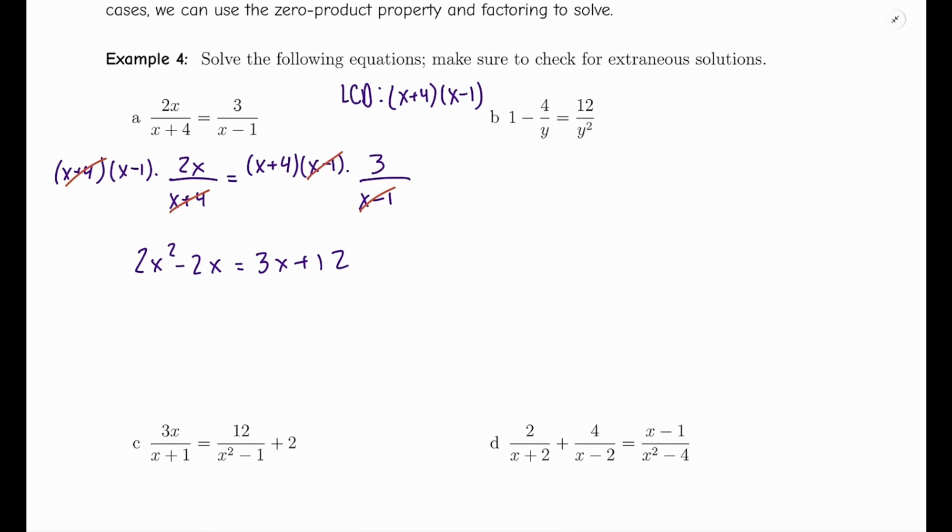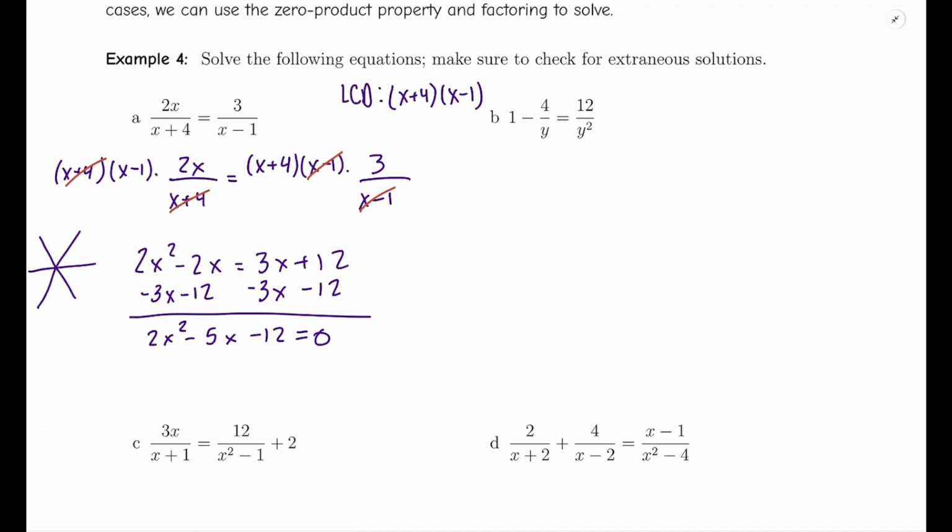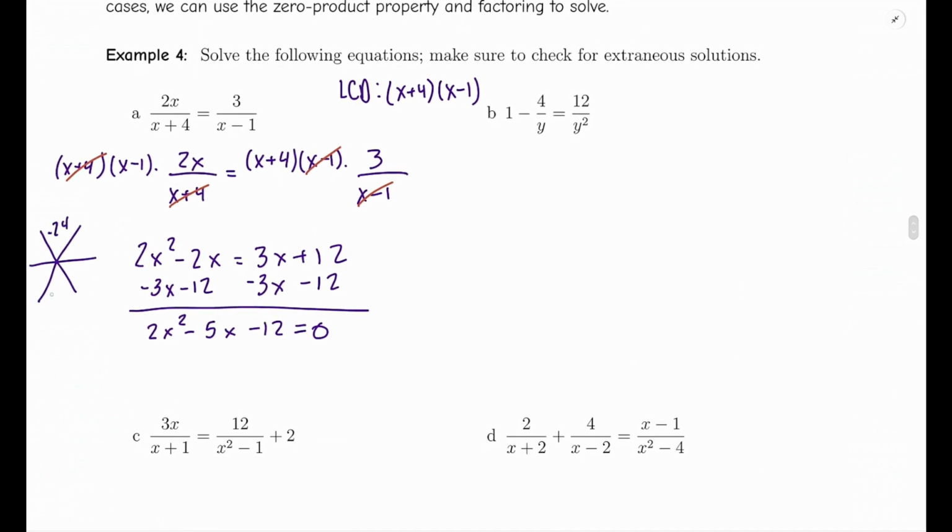So we do have a quadratic. So I am going to get 0 on one side in preparation for using the zero product property. So we get 2x squared minus 5x minus 12 equal to 0. And now I want to factor this. I am going to use the asterisk method over here to factor it. We get negative 24, negative 5, 2x, 2x. And then what two numbers multiply to negative 24 and add up to negative 5? Well, that's 3 and negative 8.